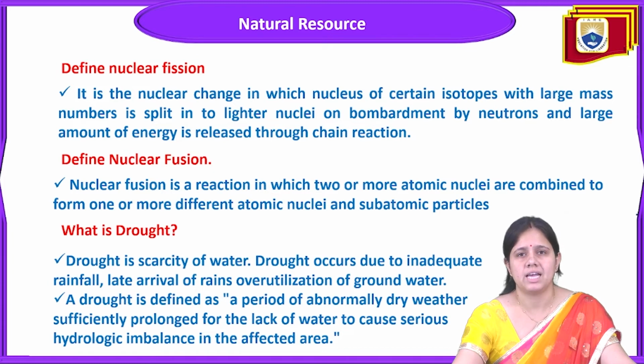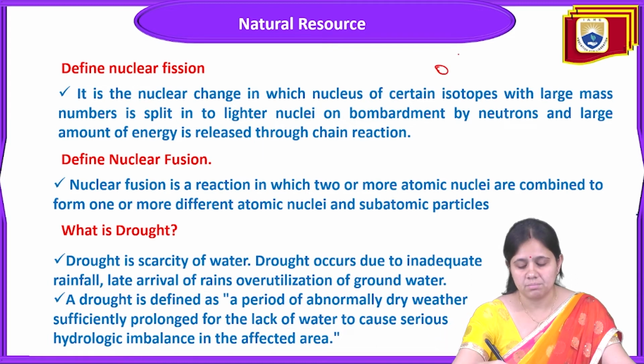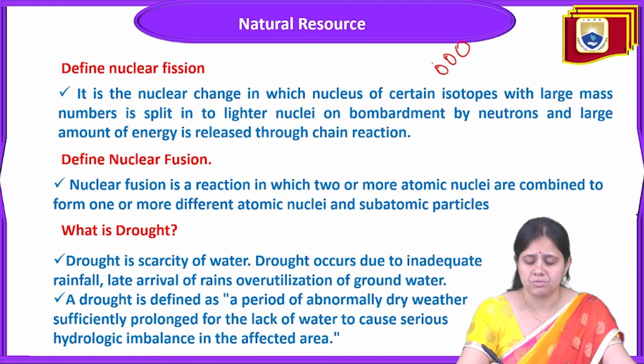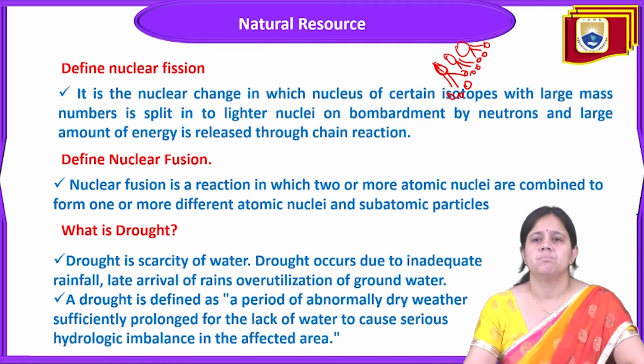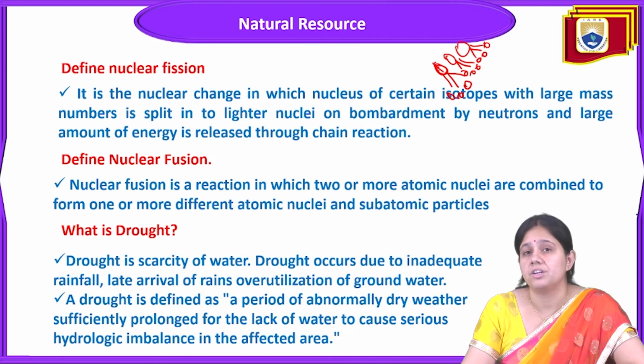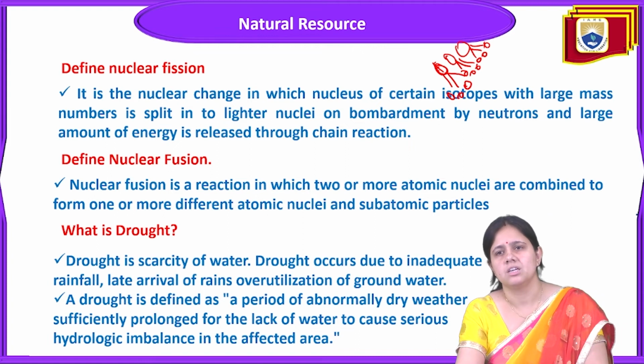We can define nuclear fission as the nuclear change in which the nucleus of a certain isotope with a large mass number is split into lighter nuclei on bombardment by neutrons, and a large amount of energy is released through the chain reaction. So a large nucleus is split into different atoms, and this is called nuclear fission. We can use this energy as a non-renewable source of energy.